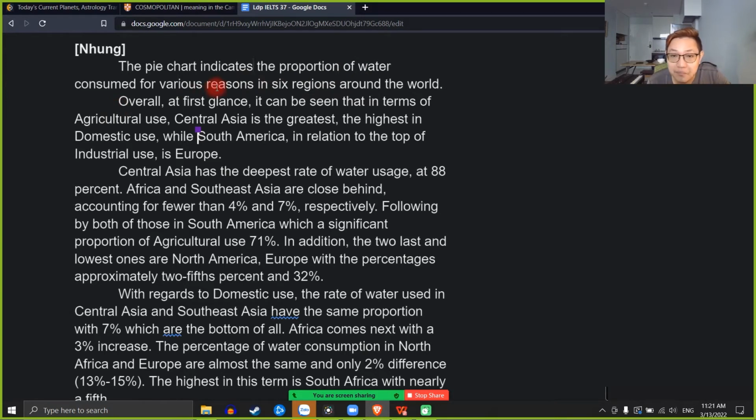Okay, let's see now. Indicate the proportion of water consumed for various reasons. Những lý do khác nhau hả? In 6 regions around the world. Reasons and regions. Interesting. Interesting word choice. Sự lựa chọn từ ngữ khá là thú vị đấy.